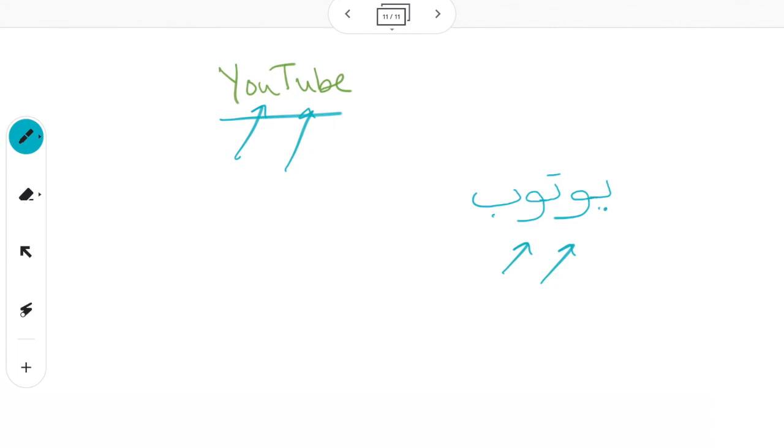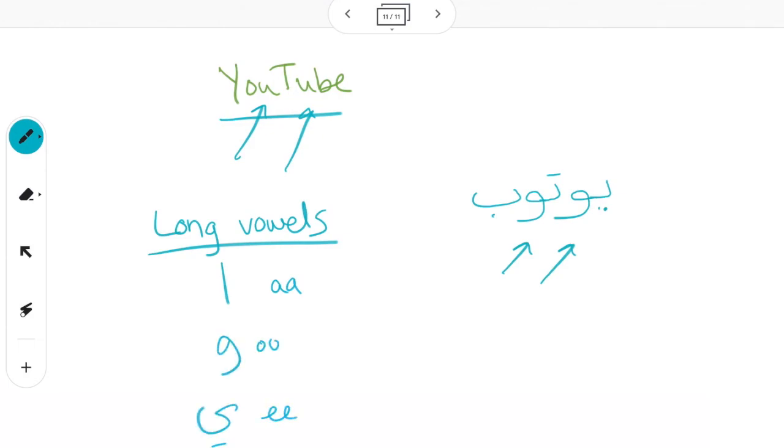So now we're going to move on. You're going to do the dictation drills, and then the next session we'll be doing short vowels. So remember one more time. What are our long vowel sounds? Alif is a, wow, u, ya, e.